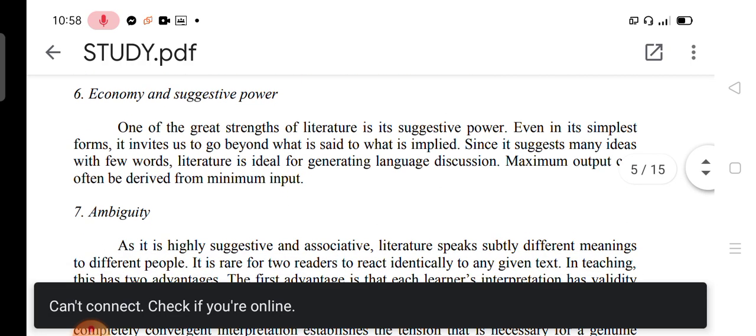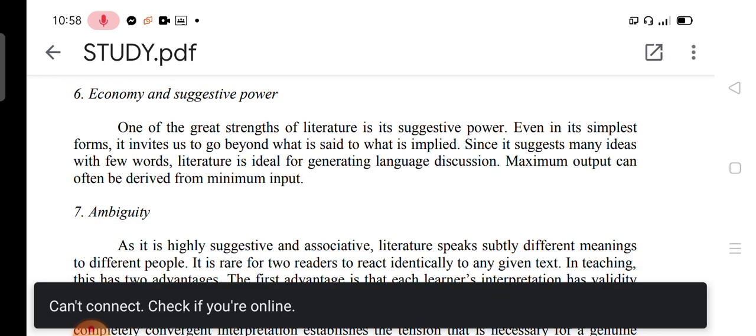Okay, now sixth is economy and suggestive power. One of the great strengths of literature is its suggestive power. Even in its simplest forms, it invites us to go beyond what is said to what is implied. Since it suggests many ideas with few words, literature is ideal for generating language discussion. Maximum output can often be derived from minimum input. Now, literary works have their suggestive power, as you had in your pretest.